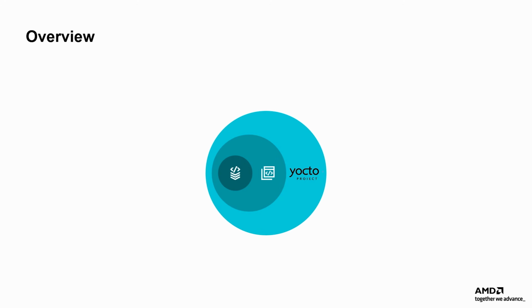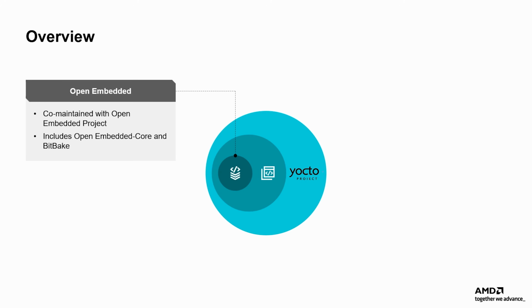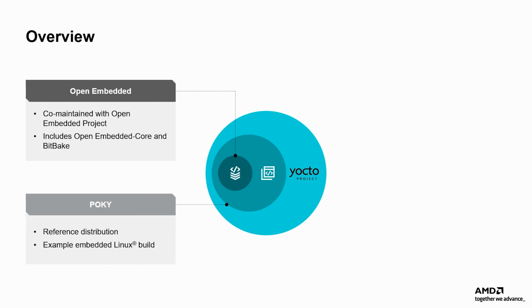Yocto Project brings together several essential components to streamline embedded Linux development. At its core is the Open Embedded Build System, co-maintained with the Open Embedded Project. This includes Open Embedded Core, which provides fundamental build metadata, and Bitbake, the engine that drives the build process. Another key component is Poky, a reference embedded Linux configuration used for testing. Poky serves as a practical example of how to build a small embedded OS.